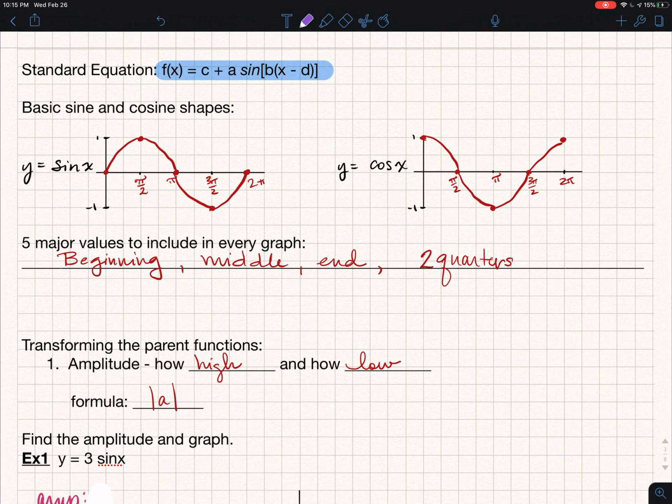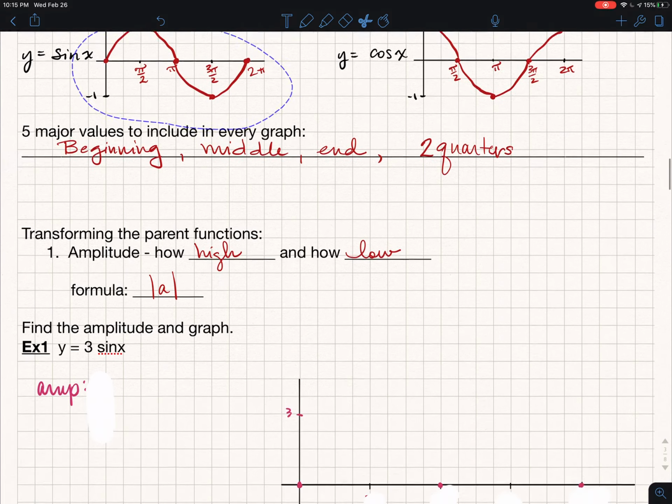Things that I'm going to refer back to frequently are this equation here that's highlighted in blue, and the two parent graphs. There's a sine parent, there's a cosine parent. We talk about the beginning, the middle, the end, and the two quarters. You'll notice that for the sine parent, the beginning, the middle and the end, all three of those are x-intercepts, and the two quarters are maxes and mins. So that's what I mean by those words.